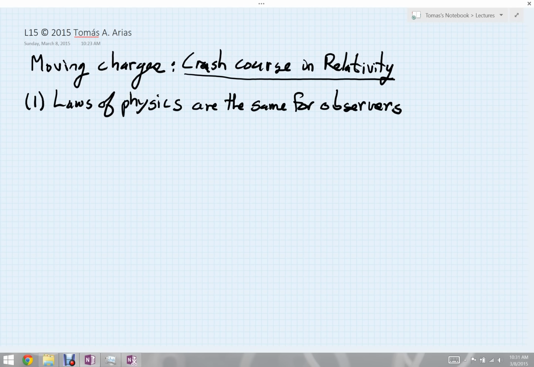Sometimes people confuse relativity with this modern philosophical concept of relativism, right? Where I've got my truth and you've got your truth, and my truth is good for me, yours is good for you, but there's no real objective reality out there. Physics doesn't work that way. Physics is based on the idea of the existence of an objective truth.